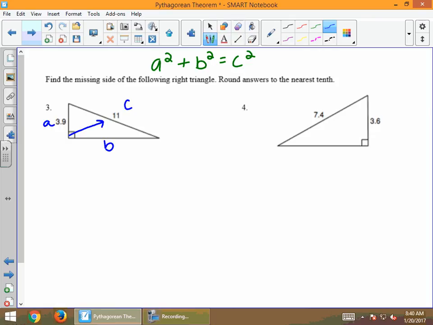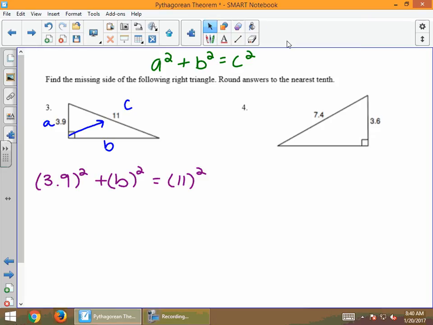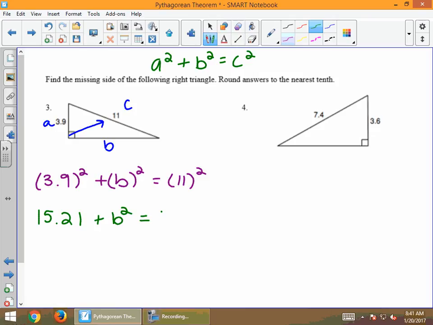So we have A squared first, which is 3.9, plus our B squared, we don't know what that is, equals our C squared, which is 11. You're going to go ahead and plug 3.9 squared into your calculator, whatever type of calculator you're using, and it should give you 15.21. Don't round until the very end because we want the most accurate answer as possible. So wait till the very end to start rounding. Plus B squared is equal to, again, 11 squared, you plug in your calculator, is 121.